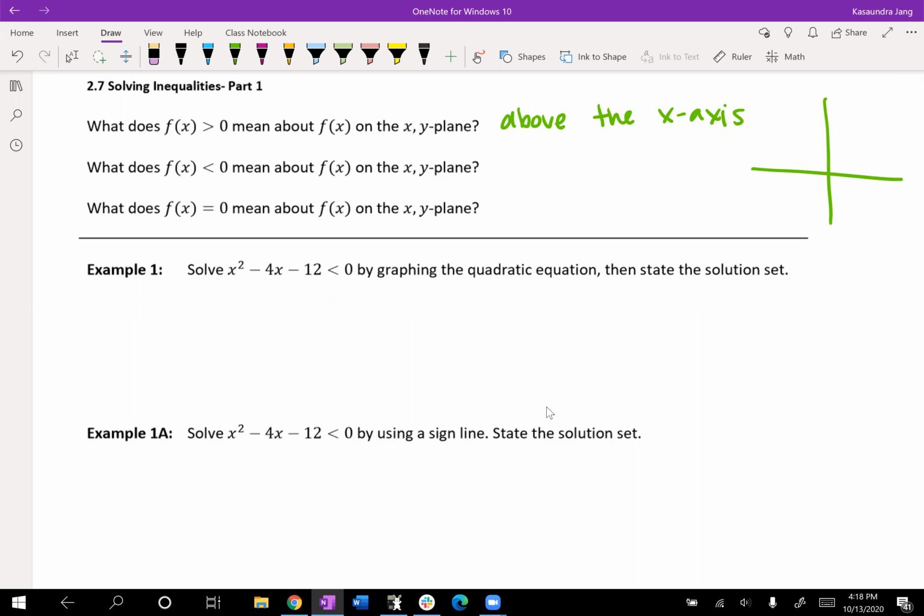And then the exact opposite, if my f of x or my y values are less than 0, then that would be down here on my graph. So that would mean I am below the x-axis. All right, now if f of x equals 0 exactly, that would mean I am right on the x-axis.